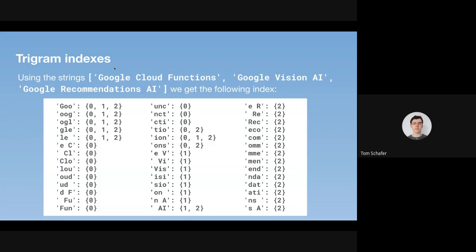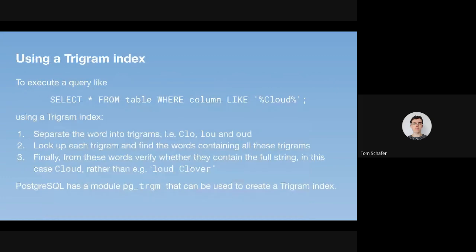Here's an example of using a trigram. Let's say we've just got 3 strings in our table: Google Cloud Functions, Google Vision AI, Google Recommendations AI. Then we get this index. So the trigram GOO, obviously capital G, is contained in the 0, first and second string. Again, these are the pointers back to the original data, and so on for all of these trigrams contained in any of the words. And that's an overview of how the index might look. Obviously, implementation details will be more complex.